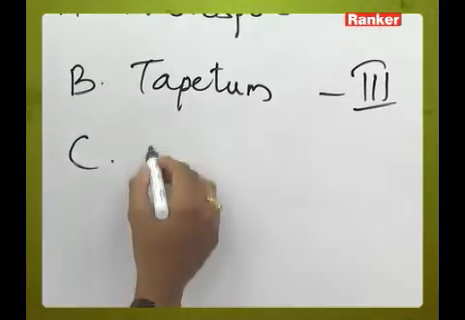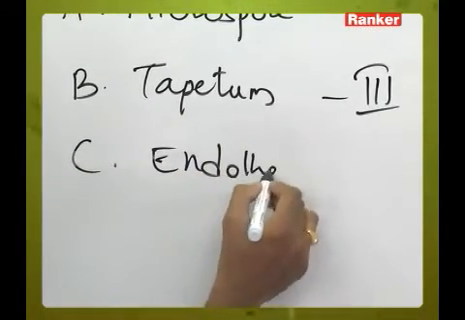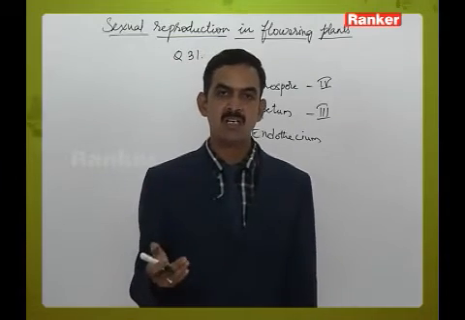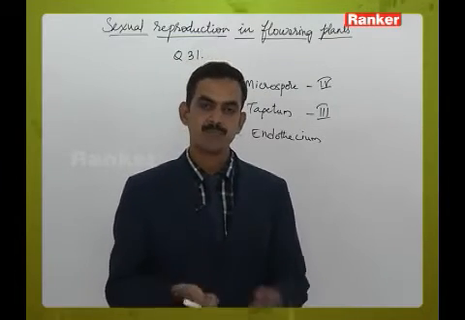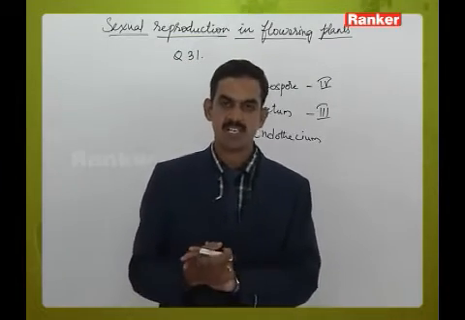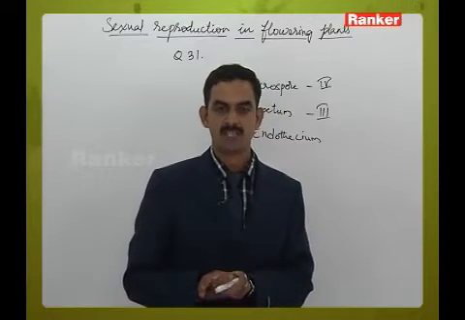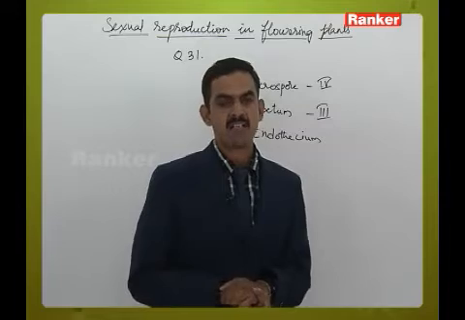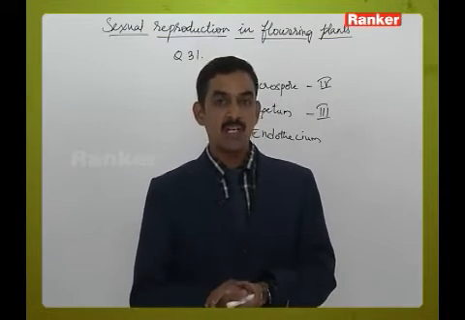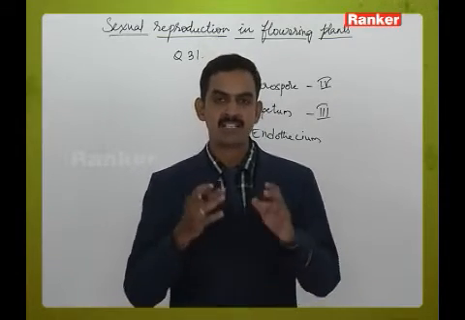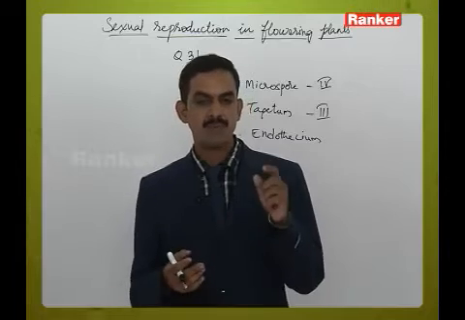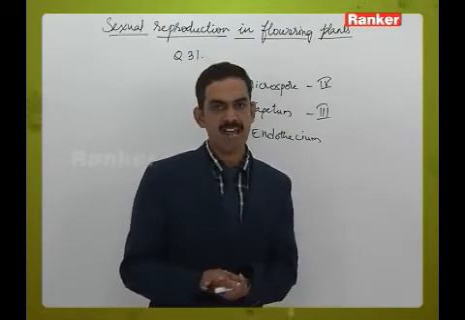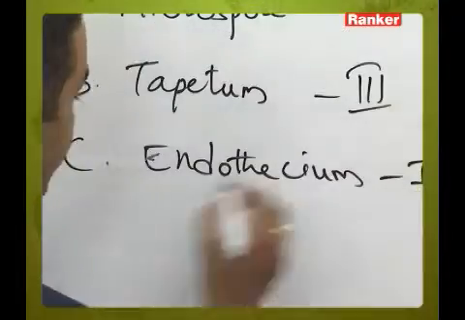Then C is endothecium. Endothecium is the second layer of cells in the anther wall, present just below the epidermis. As it is present just below the epidermis, it acts as a hypodermal tissue, and it has fibrous thickenings on its wall, and it also helps in the dispersal of the spores. So from list 2, the character related to endothecium is hypodermis in anther wall, that is 1.